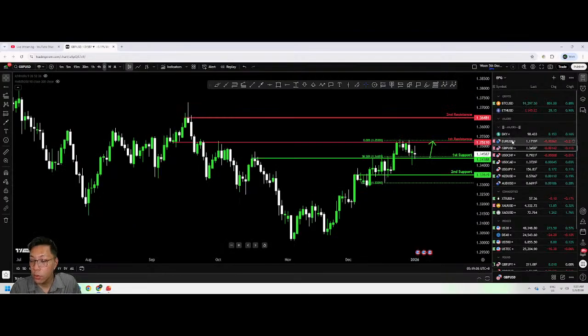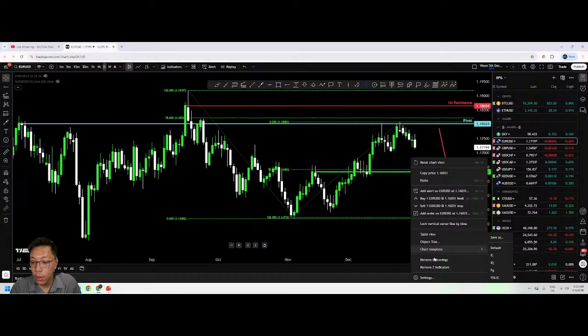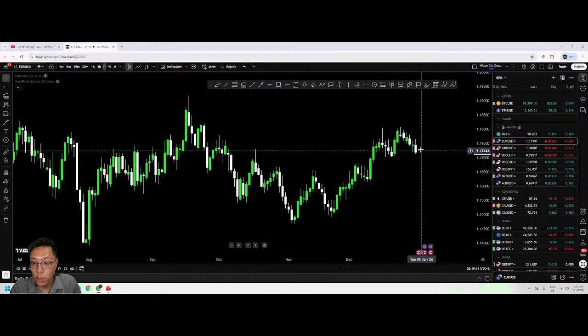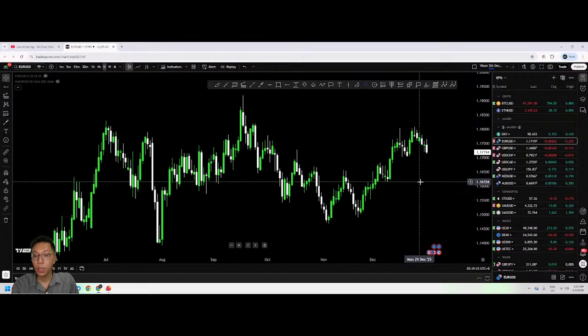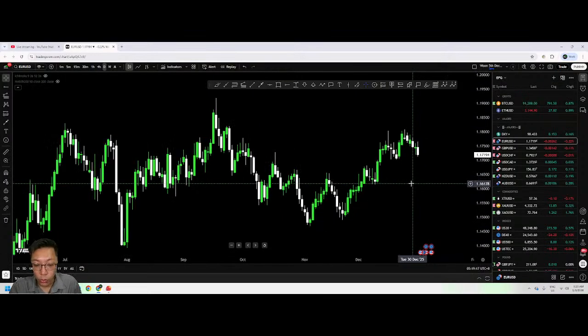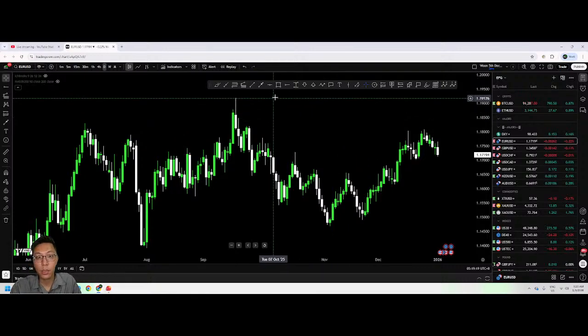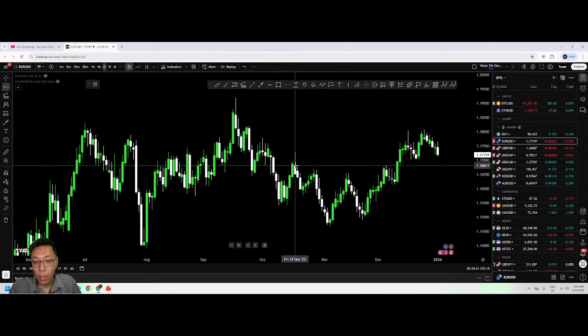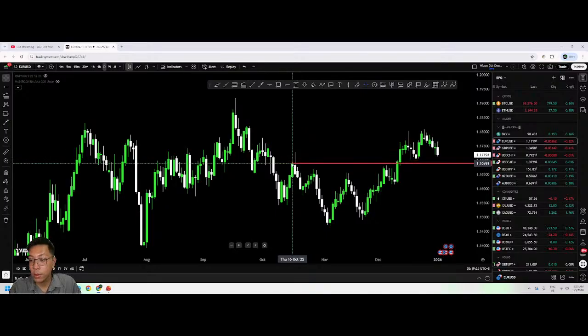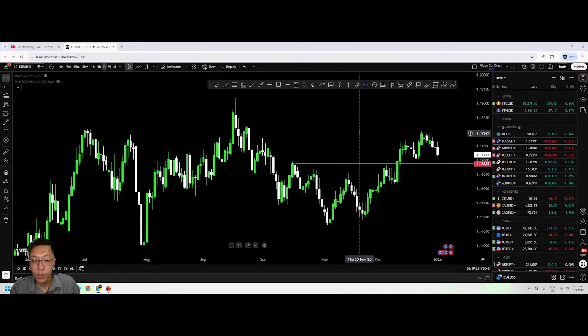Alright, let's move on to GBP. Let me see, GBP USD. Okay, let's move on to Euro Dollar. This is the core instrument that most beginners, I would say, would start off from. So we shall use Euro Dollar.